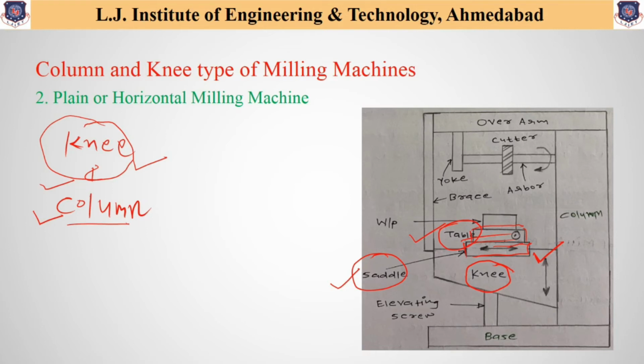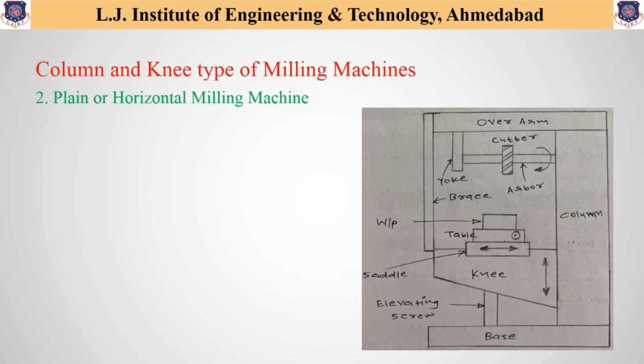Now let's have a look at another part, that is the table. As we can see, the table acts as support for the workpiece, and it is mostly made of cast iron with its top surface accurately machined. Its top surface needs to be machined accurately because the workpiece is set over it, and if it inclines from a particular axis, then the workpiece may incline, and due to this proper machining operation cannot be obtained. So proper machining of the top surface is necessary.